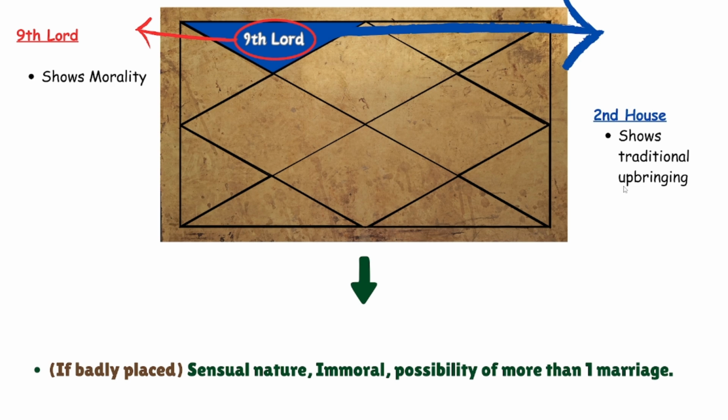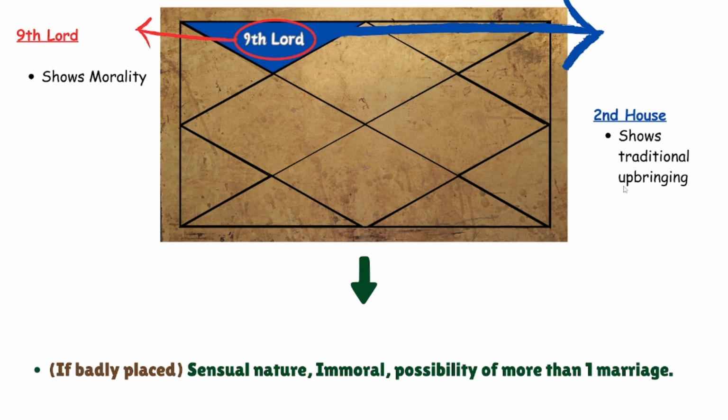Now, ninth lord shows one's morality, and second house shows one's traditional upbringing. Okay, so again, as we discussed, if it is well placed, you are a person of gold, you have a heart of gold, you are very moral. Okay, you follow all the traditions which have been taught to you by your father, and basically by your family.